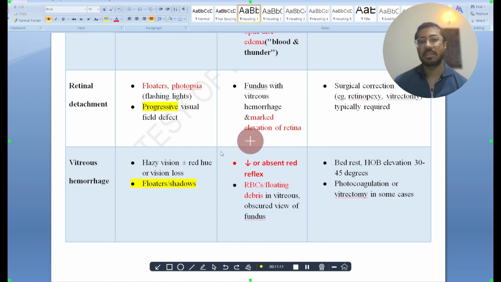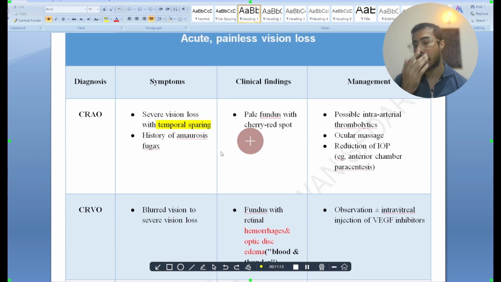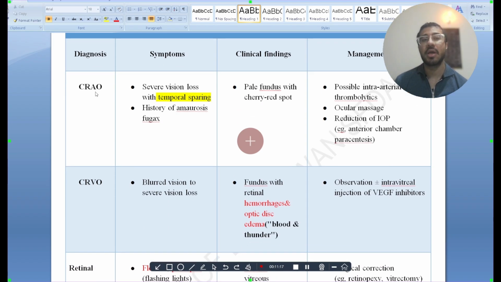So that's the summary for all of them. Now just also give it a read. Central retinal artery occlusion: severe vision loss with temporal sparing because of the cherry red spot in the center. Usually the center vision is affected more. History of amaurosis fugax, that's how you tie into the artery occlusion.